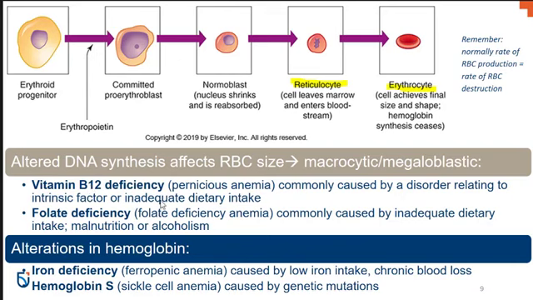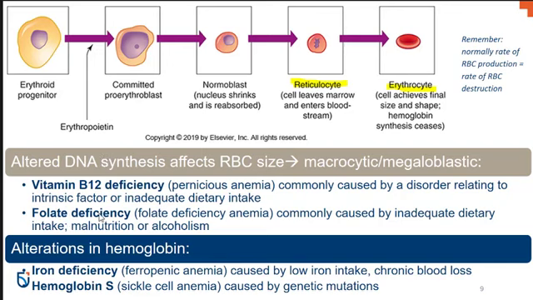Then the other side of the coin is that somebody's just not taking in enough. So if you have a vegetarian or a vegan that's not supplementing with vitamin B12, then they don't have enough available in their body, even if they're producing enough intrinsic factor, to allow for proper formation of red blood cells.